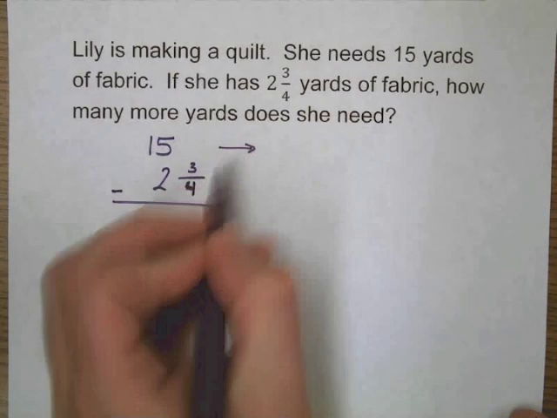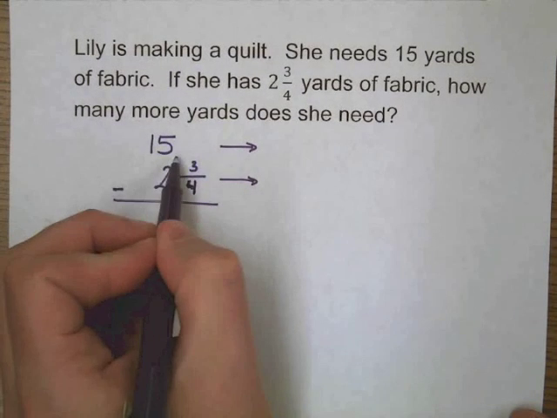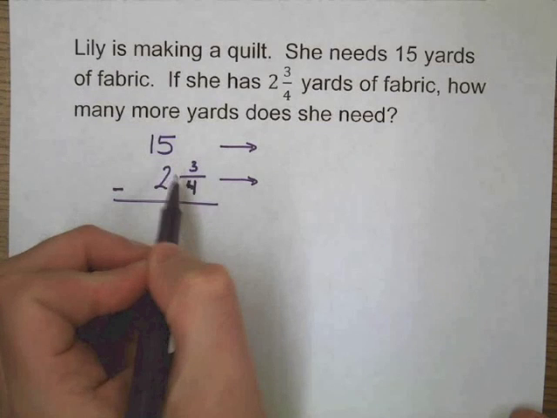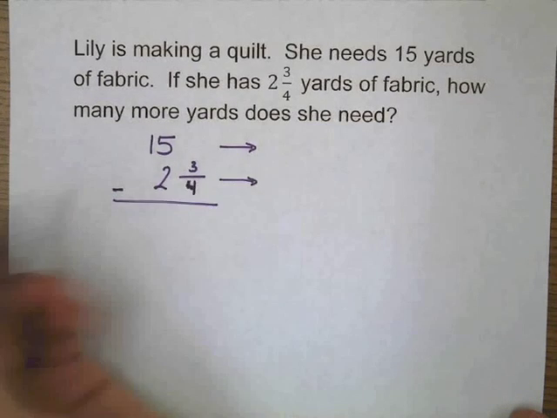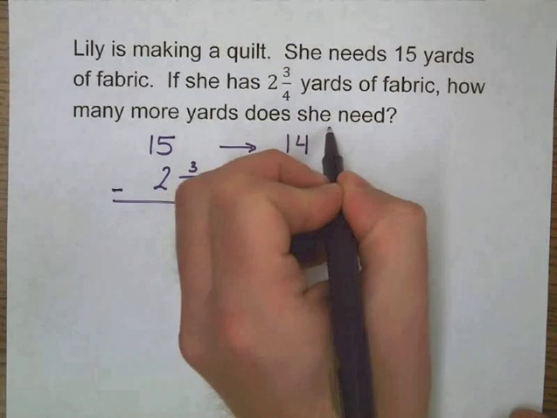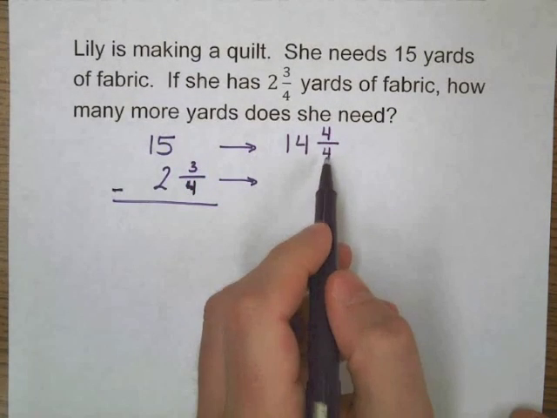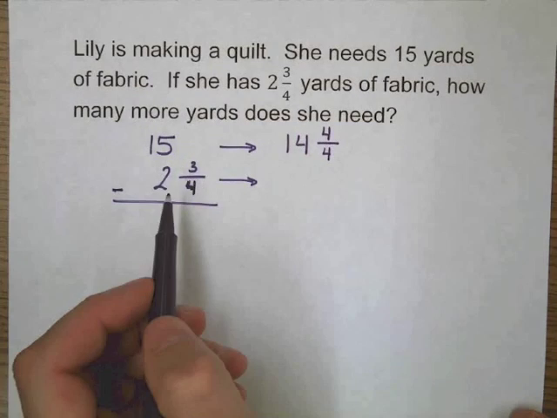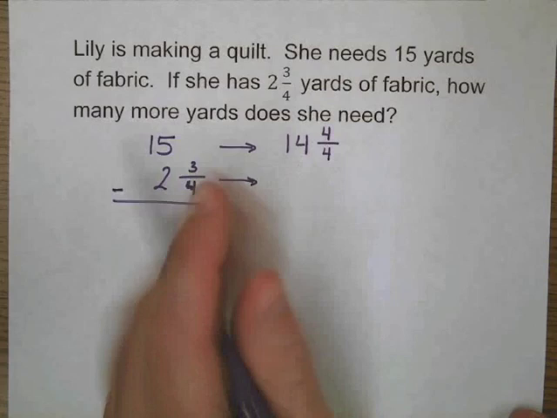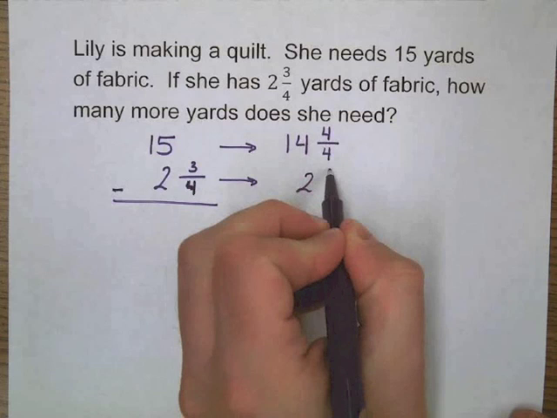So I'm going to take my 15 and do a little regrouping. I'm going to take a whole out of here and think about that whole as fourths. So I'm going to think of this as 14 and 4/4. 4/4 is equal to 1, and 1 plus 14 is 15. So it's just a different way of thinking about that same number. I'm going to keep this the same, 2 3/4.